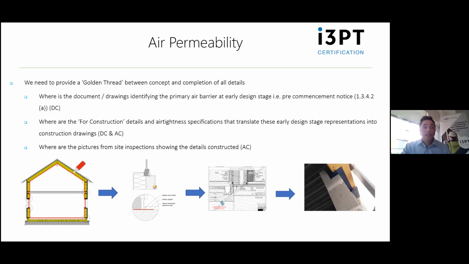Again, like for thermal bridges, we aim to have a golden thread between concept and completion of all details. Where are the documents and drawings identifying the primary air barrier at early design stage? Where are the for-construction details and air tightness specifications that translate these early design stage representations into construction drawings? And where are the pictures from site inspections showing the details constructed? You might notice the Passivhaus methodology in the images shown here.